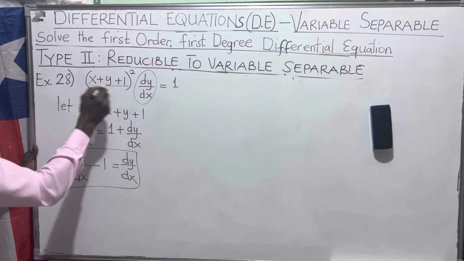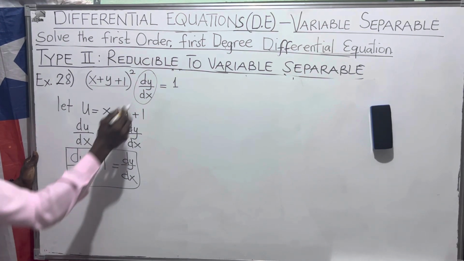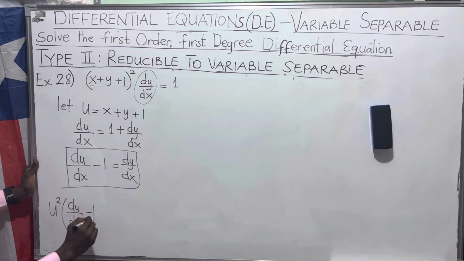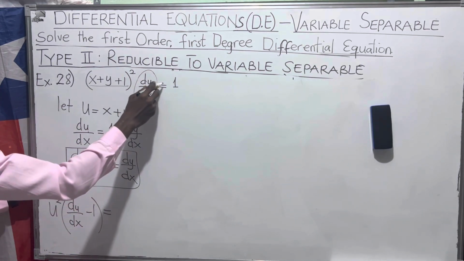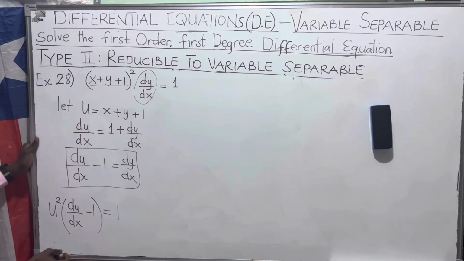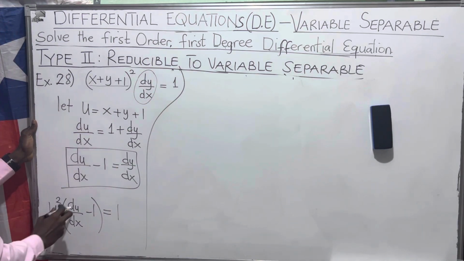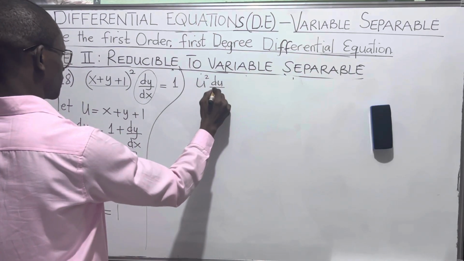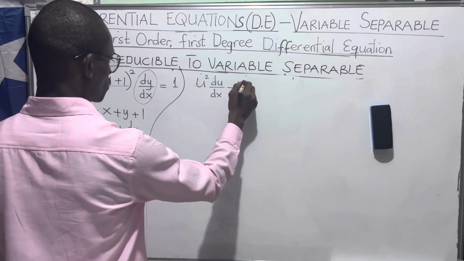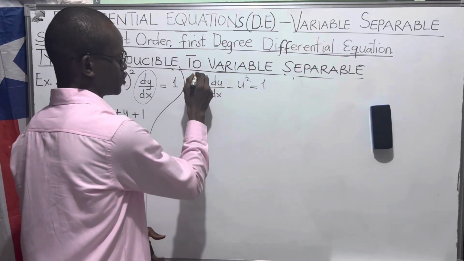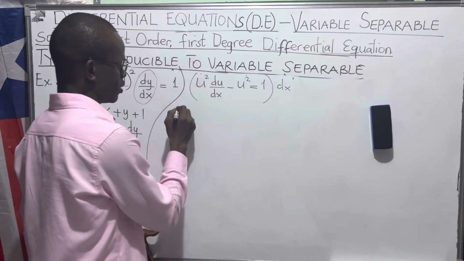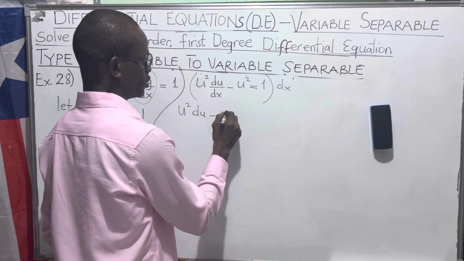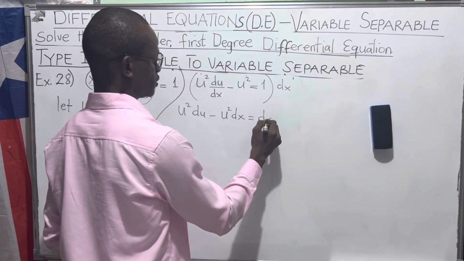So you put it in now. This whole thing is just u raised to the second power, and dy by dx is du over dx minus 1, equals 1. Now we can simplify the problem. So it's u squared du over dx, and then u squared times 1 is just u squared, equals 1. We multiply all sides by dx. We have u squared du minus u squared dx equals dx.